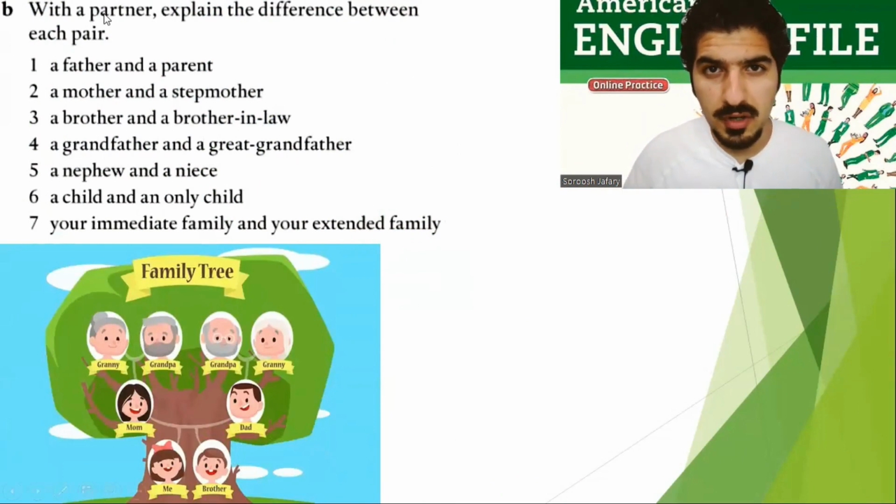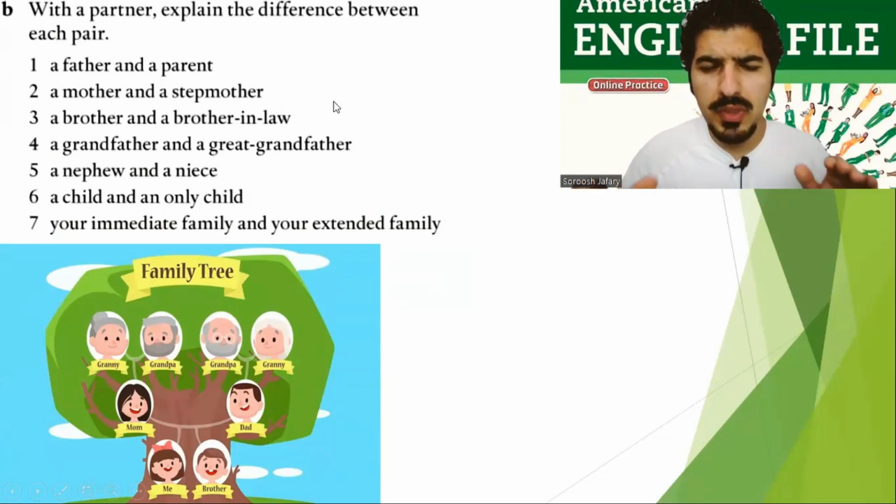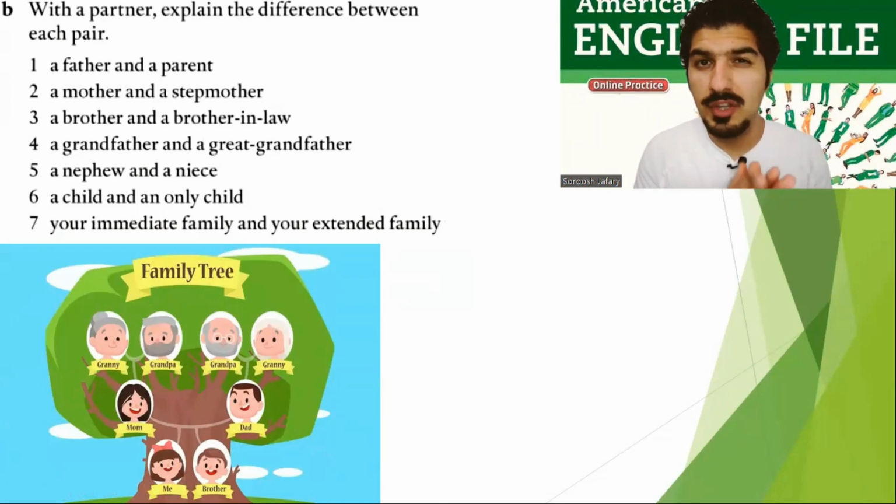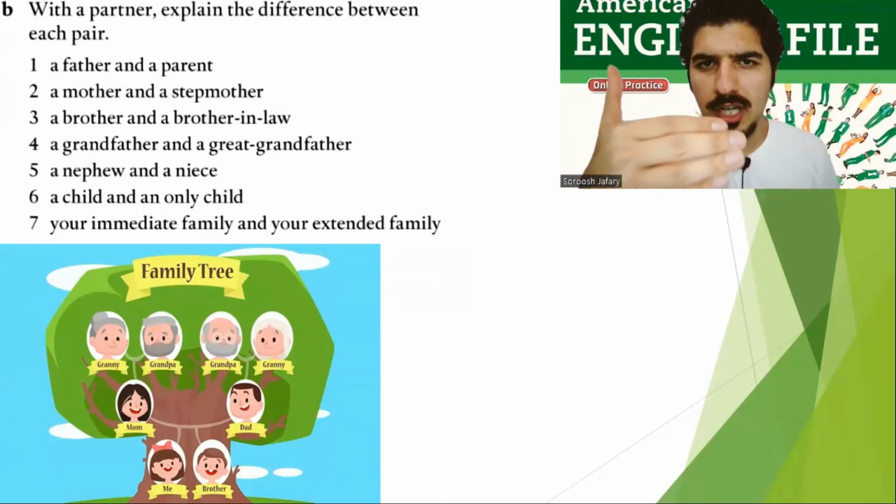Great, but we're not done yet. With a partner, you and your friend, explain the difference between each pair. For example, number 1, a father and a parent. Number 2, a mother and a stepmother. Take your time, read it, and do it. Very good. Now, check your answers with your friends again. What did the others do? Great. Now, let's do it together, me and you.